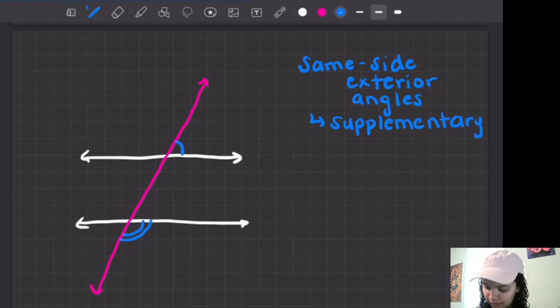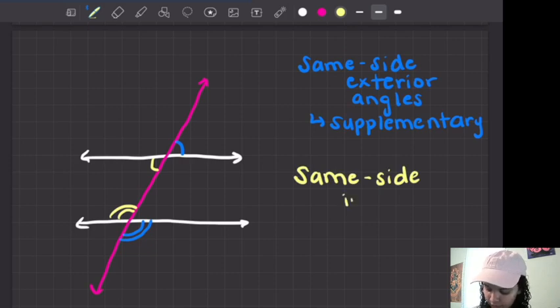And as always, since we have same side exterior angles, we're also going to have same side interior angles, which will also be supplementary.